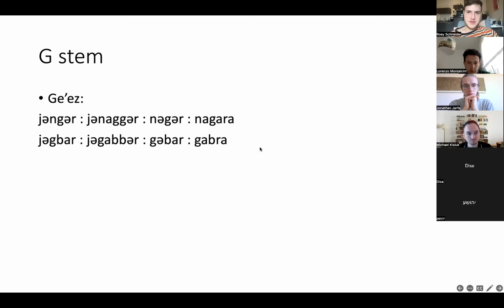In Ge'ez, we have a simpler system, unfortunately, because a lot of the short vowels were lost. So we only have 2 vowel classes. This is the regular one, yingir, yenagir, nigir, nagara, to speak. And this is the EA one from Arabic, or the AE one, yigbar, yigabir, gibar, gabir. So we can see that there was an E here that was lost, should have been gabira. And we can also see that it has the same A vowel in the subjunctive as in Arabic, shariba, yashrab. Also in the imperative, gabar.